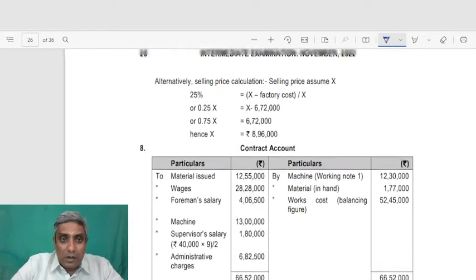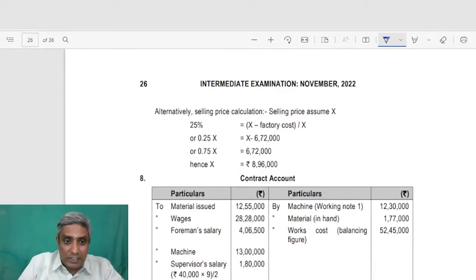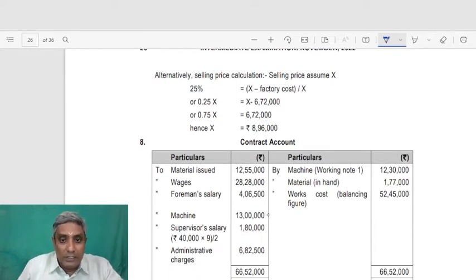So I can record in the contract account the plant and machinery at original value and the balancing value, or I can straight away mention depreciation on plant and machinery, the depreciation amount 70,000. So both ways you can prepare. Normally this is the way it is being prepared. Normal way of preparation. Clear? The expenses which are directly debited as per the question: 12 lakh 55, 28 lakh 28,000, 4 lakh 6,500. Why 4 lakh 6,500? It is per month salary and his time is one half. So those details you should remember.